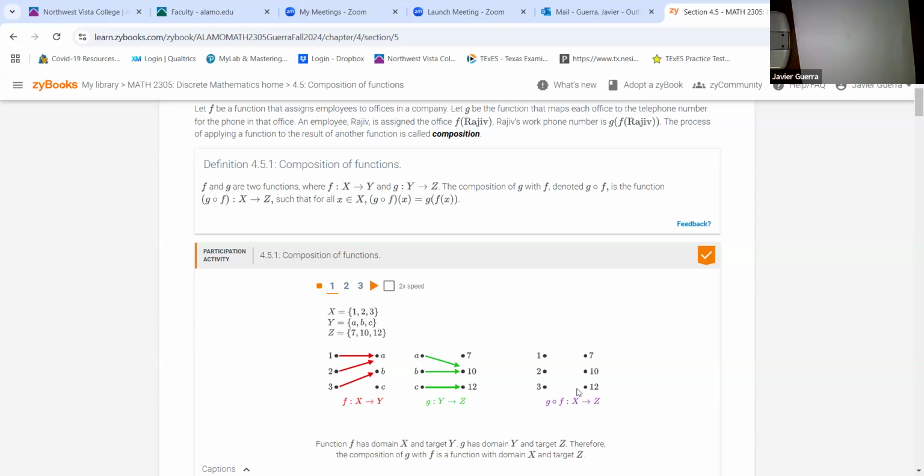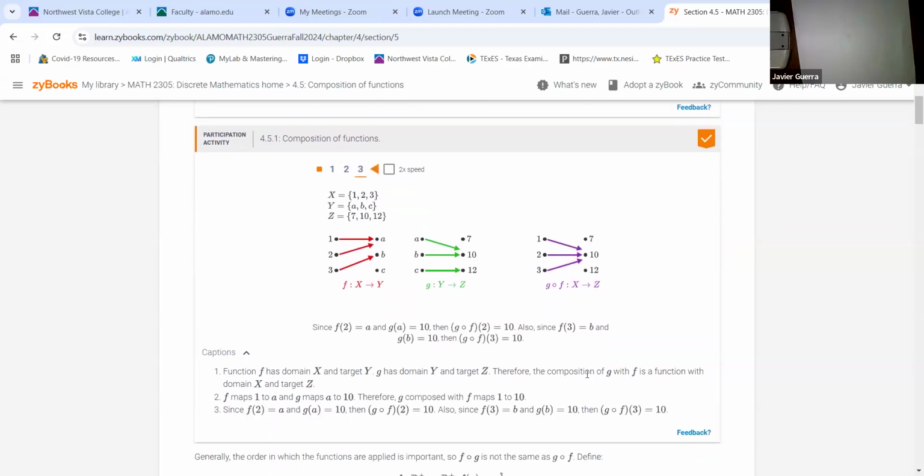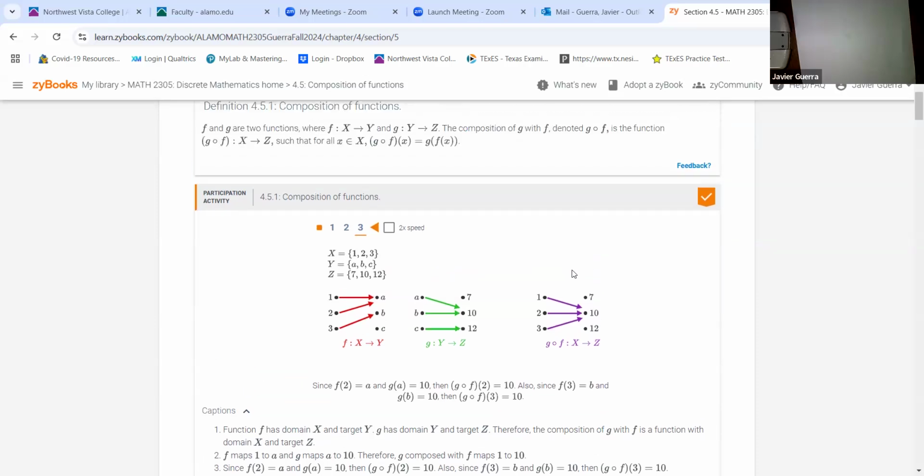And so how does it work? What is G composed with F? Well, since 1 goes to A goes to 10, therefore 1 goes to 10. And 2 goes to A, A goes to 10, therefore 2 goes to 10. 3 goes to B goes to 10, therefore 3 goes to 10. So since f of 2 is equal to A and g of A is equal to 10, therefore g composed with f evaluated at 2 is equal to 10. So mapping it out shows you how the process works.